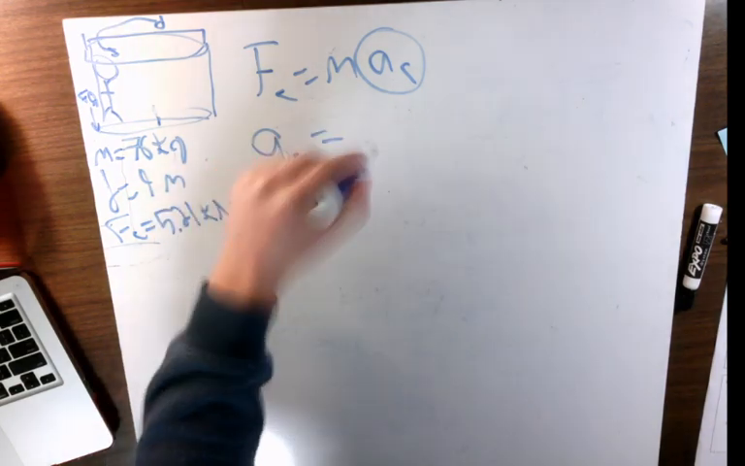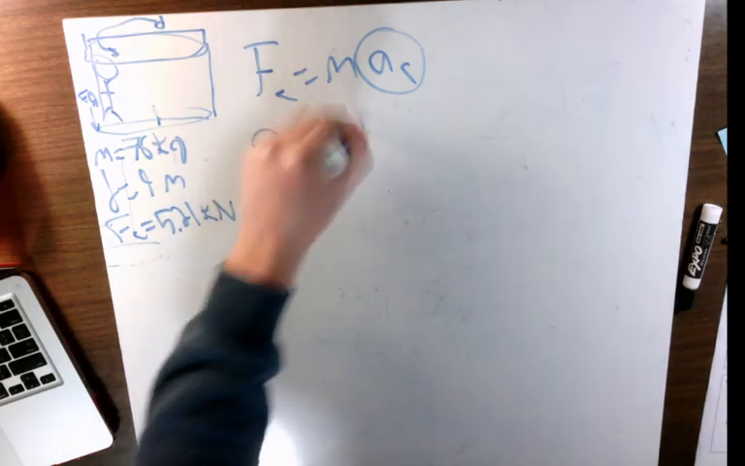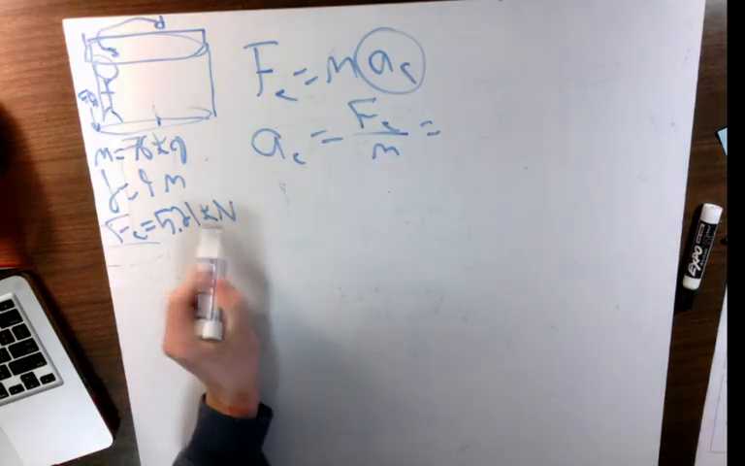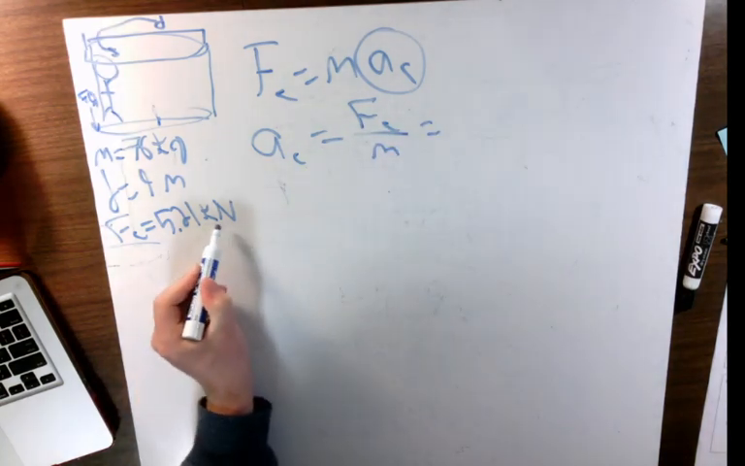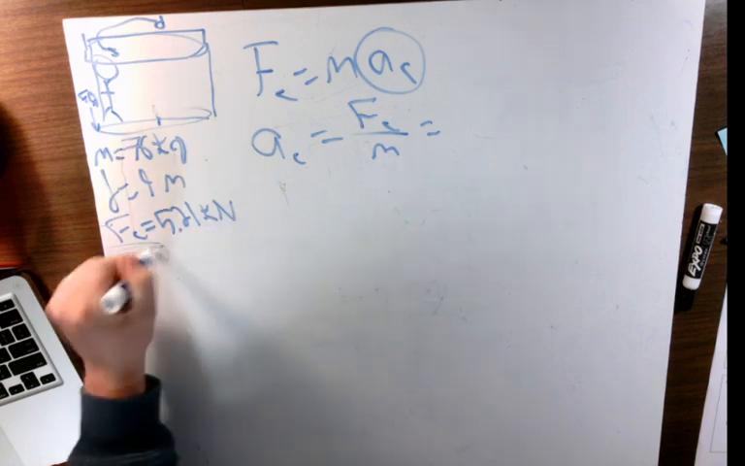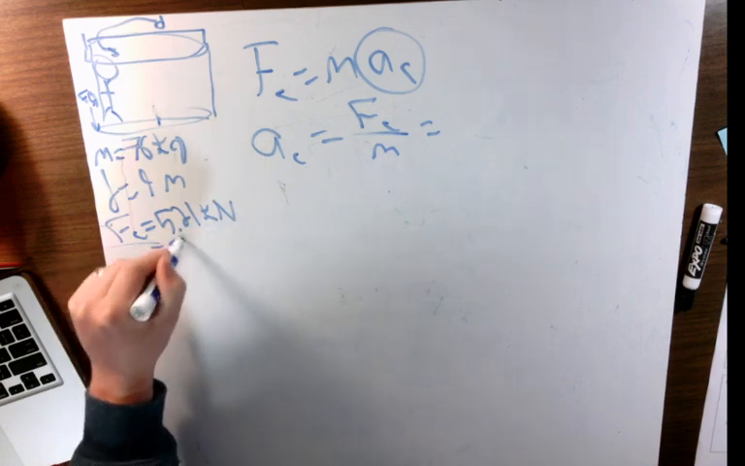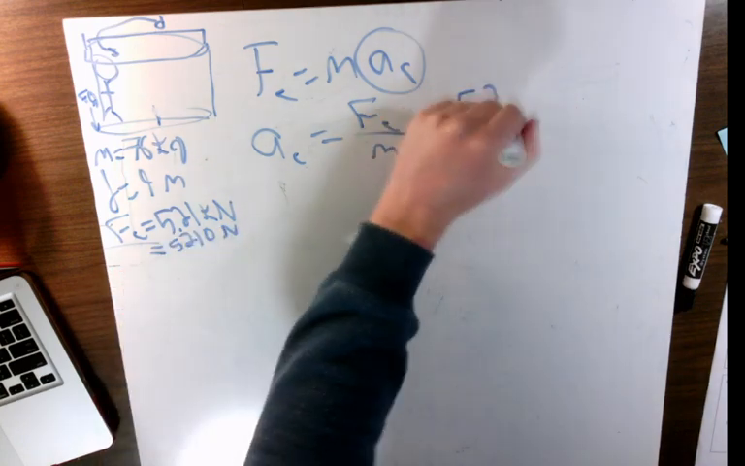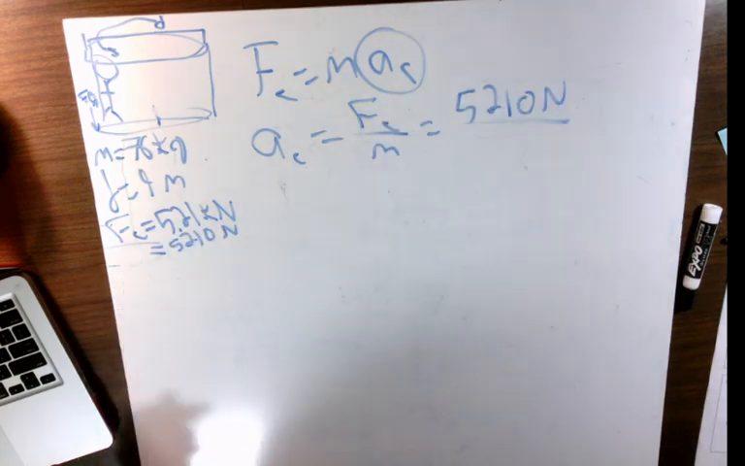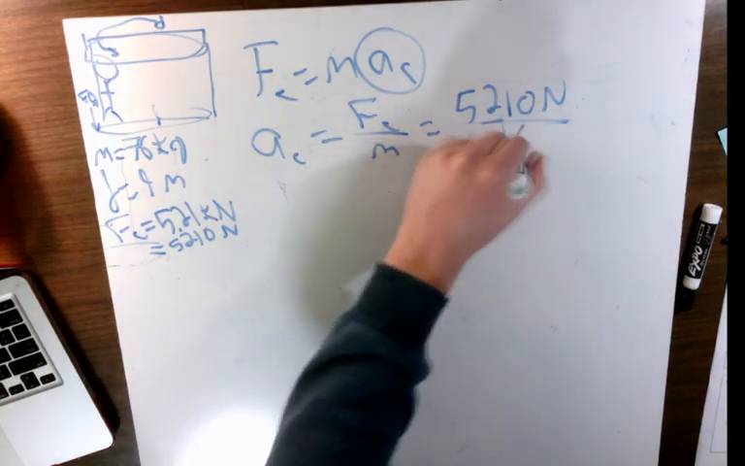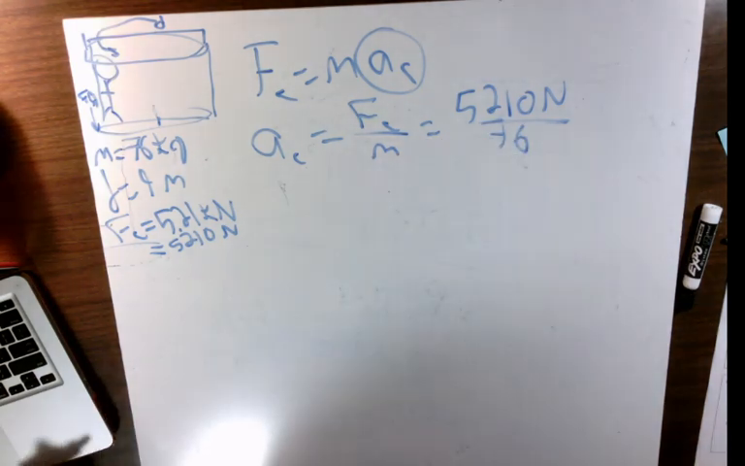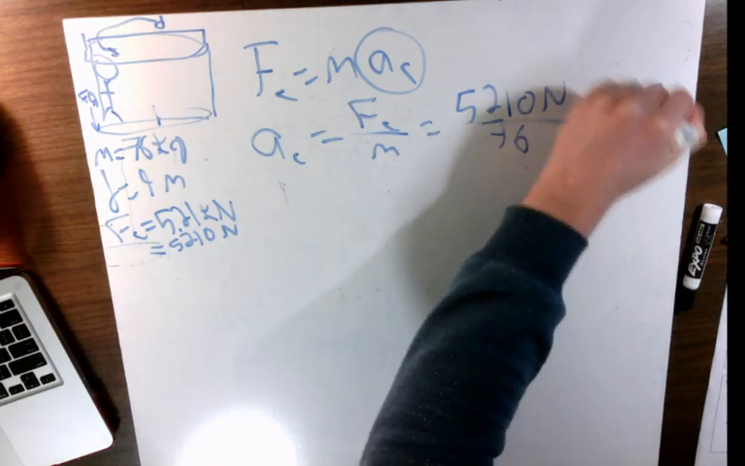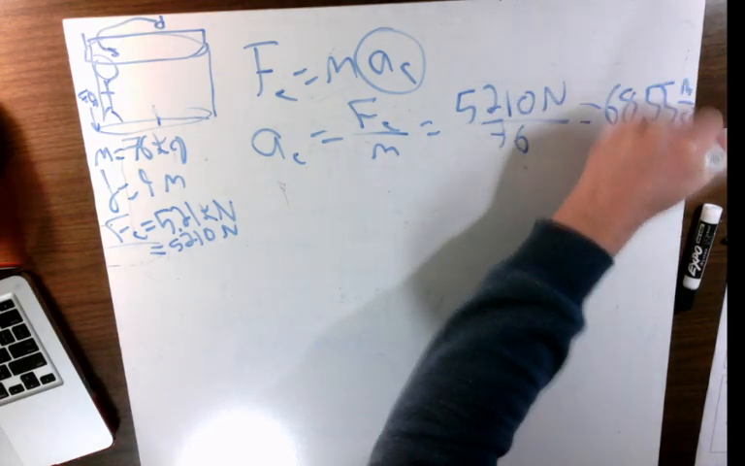Centripetal acceleration solved is the centripetal force divided by the mass. Remember, we're working with kilonewtons and our standard is a newton, so we'll have to multiply it by 1,000 to get 5,210 newtons, divided by our mass of 76 kilograms. We have a centripetal acceleration of 68.55 meters per second squared.